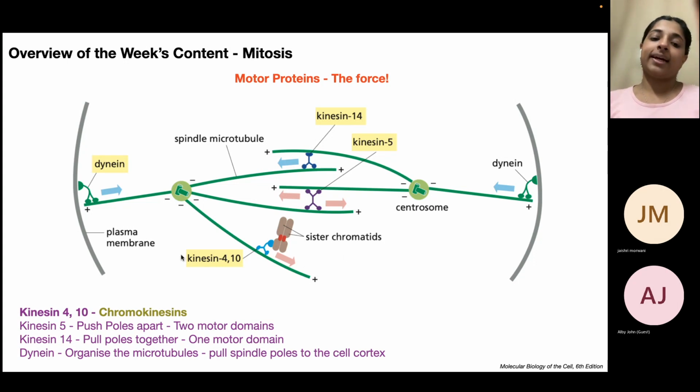Now, another important protein is kinesin 4 or kinesin 10. Both play similar roles. These are known as chromokinesins because they attach to the sister chromatids. But what they do is, instead of moving towards the pole, they move away from the pole. This is what keeps the spindle in the center of the cell, because there is again a pulling force, which we will see later, but there is also a pushing force, in the form of kinesin 4 and 10, because of which the cell ensures that the chromosome is perfectly aligned at the center for movement.